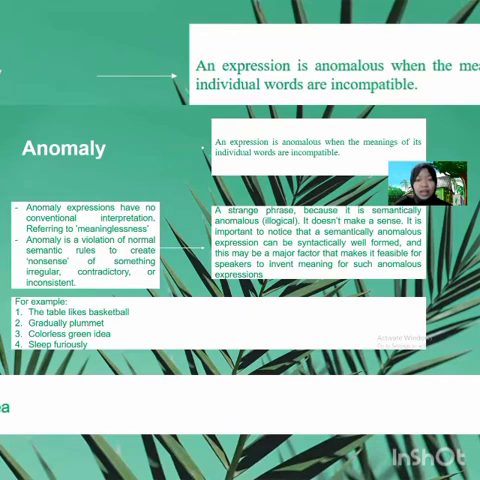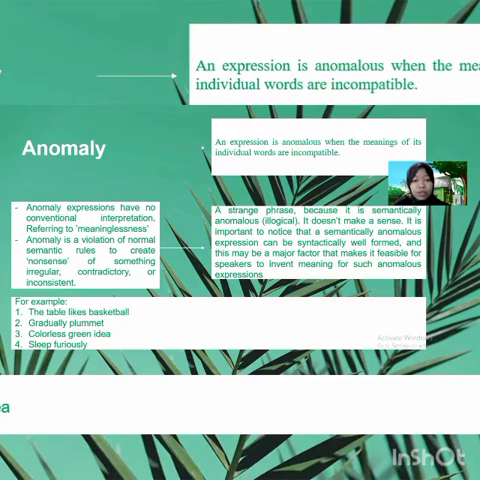Anomaly. An expression is anomalous when the meanings of its individual words are incompatible. Anomalous expressions have no conventional interpretation, referring to meaninglessness. Anomaly is a violation of normal semantic rules to create nonsense of something irregular, contradictory, or inconsistent. A strange phrase because it is semantically anomalous or illogical, it doesn't make sense.